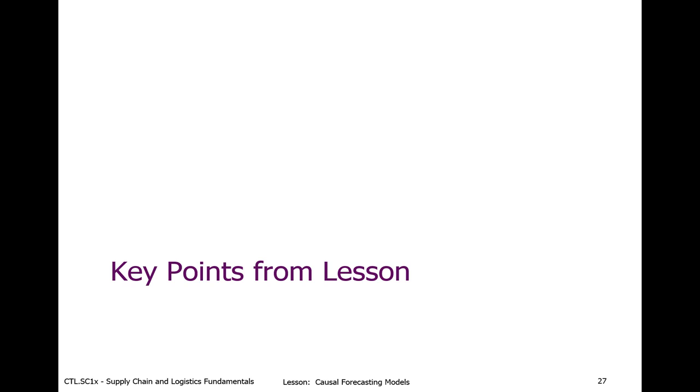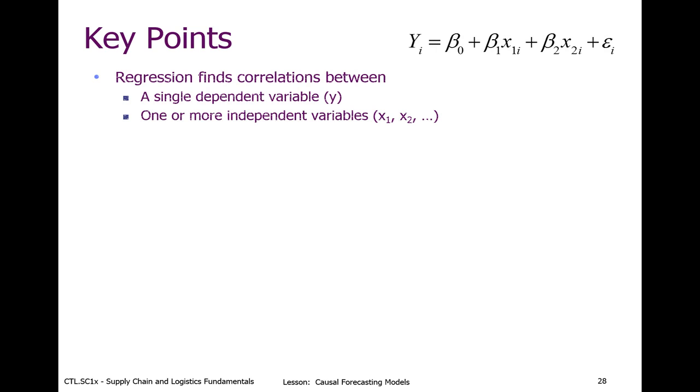Okay, what were the key points from this lesson? Well, there's a couple. First, we can use regression to find correlations between a single dependent variable, y, and one or more independent variables, these x's, x1 here and x2. If it's just one explanatory variable or independent variable, then that's known as simple regression. If there's more, it's known as multiple regression.